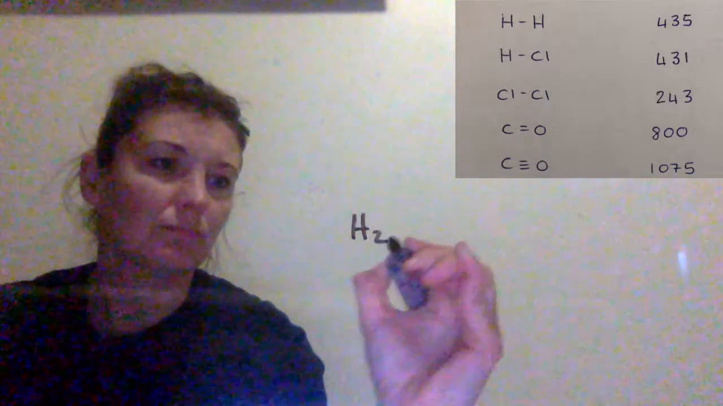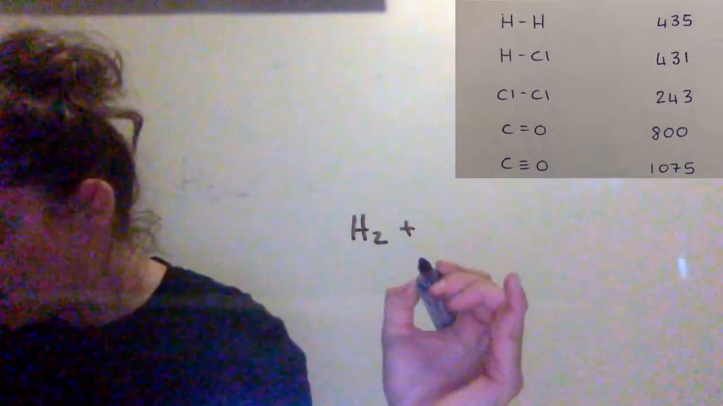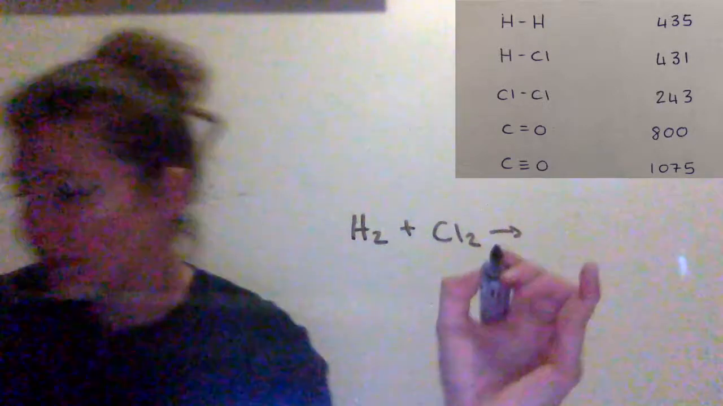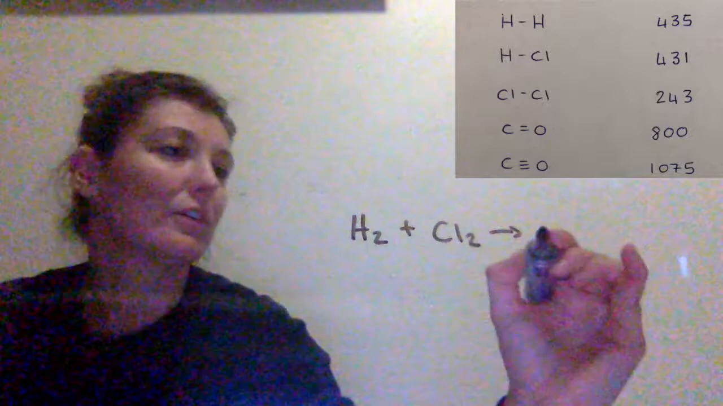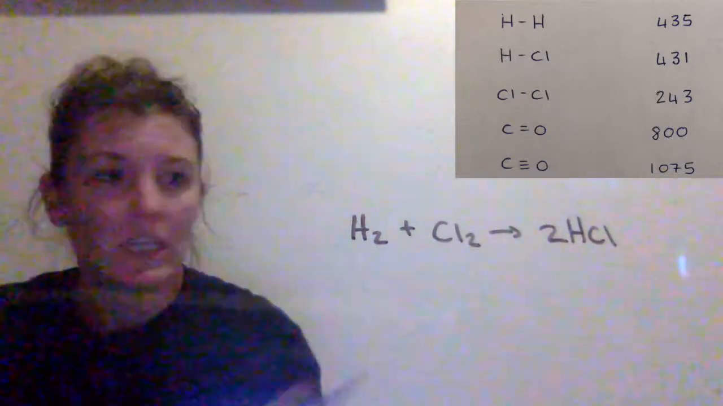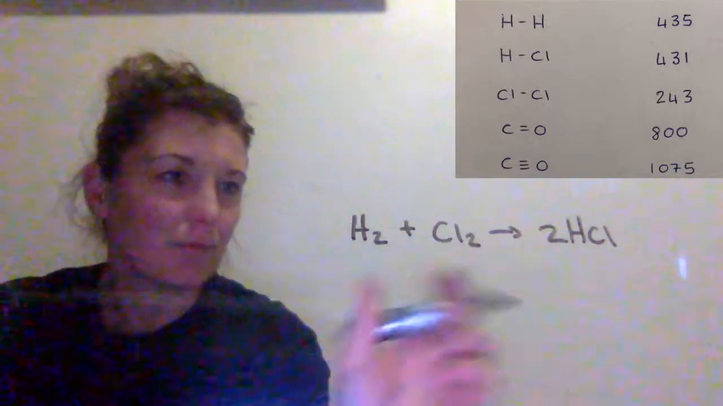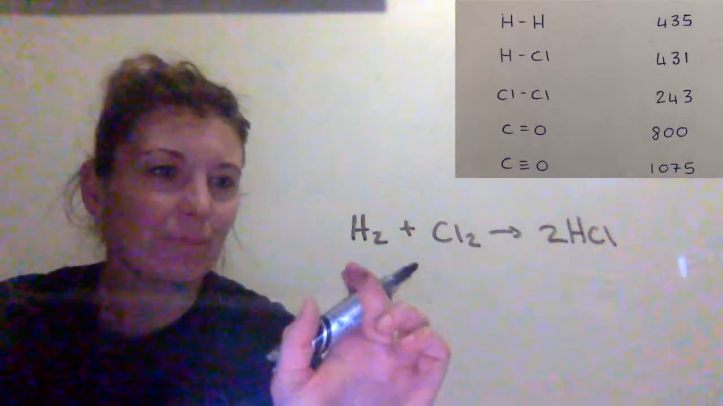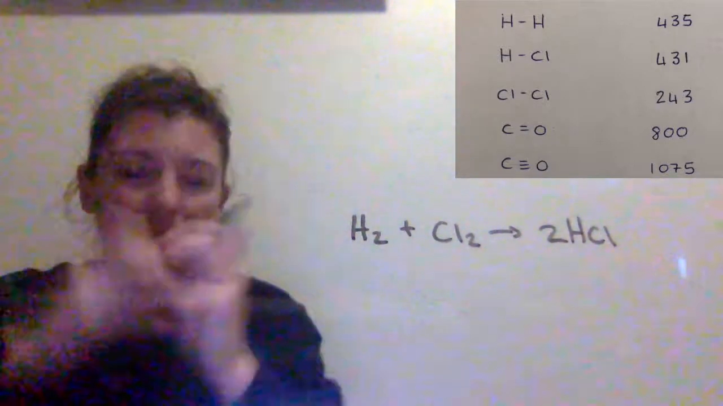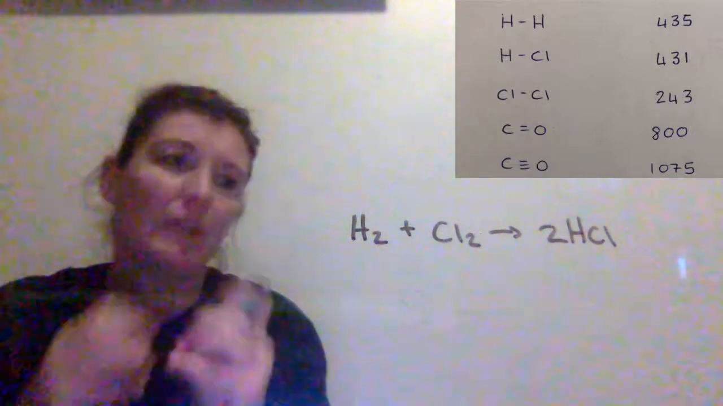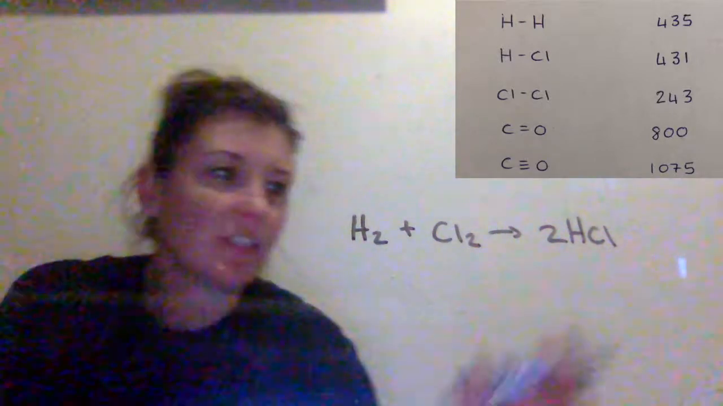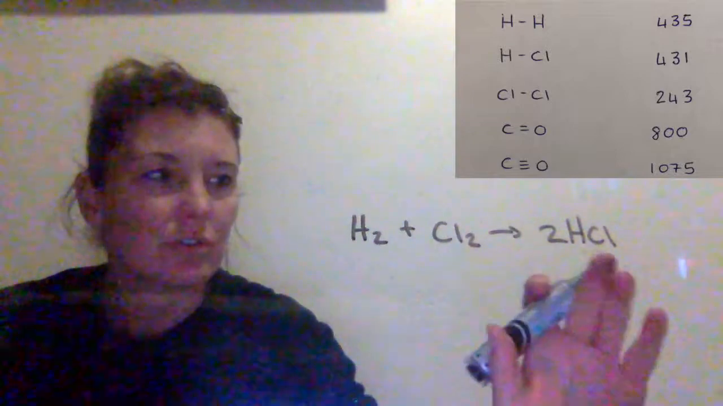H2, and we're adding it to Cl2, and then we are going to make two HCl's. Okay, so we've got two of these atoms or reactants that are going to need to be broken up, and when they've already broken up, we're going to reshuffle them and then make two molecules of HCl.